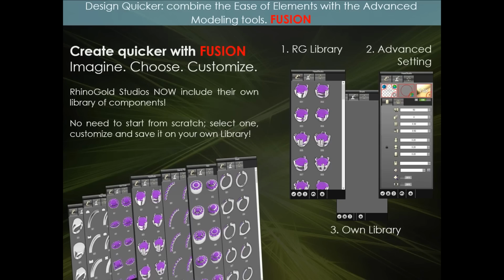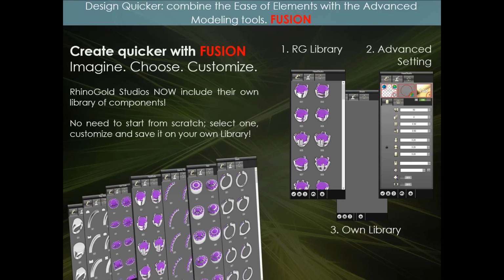And here comes Fusion. It's not a new tool itself, but an improvement of the RhinoGold Studios. For me, honestly, this is the coolest improvement, because now on any jewelry builder, like Head, like Shank, like Halo, Cluster, you combine the RhinoGold library with hundreds of components with the advanced settings. So basically, you don't need to start from scratch all the time.